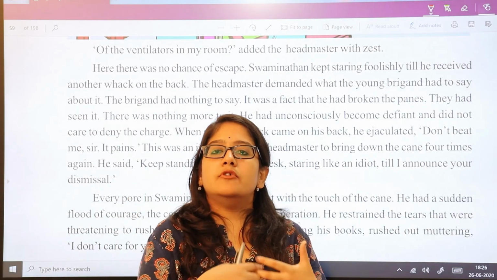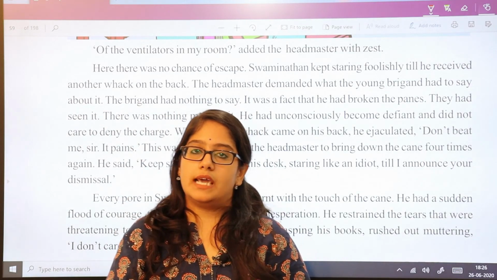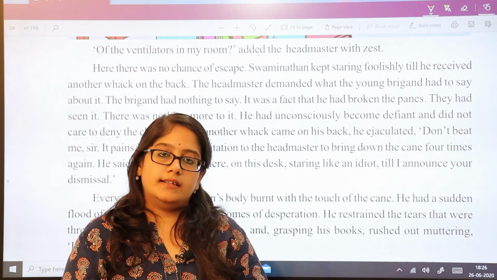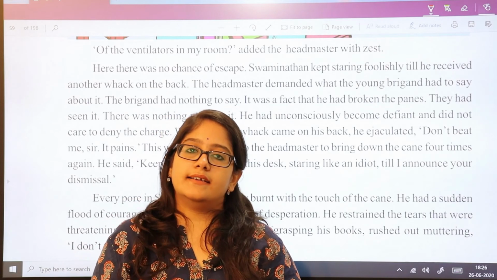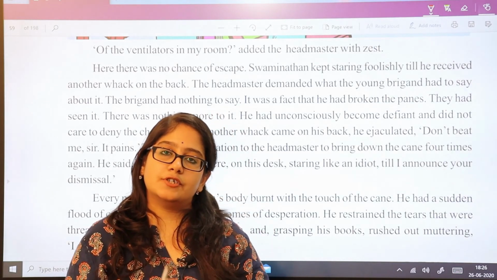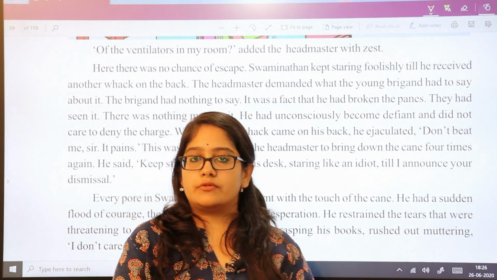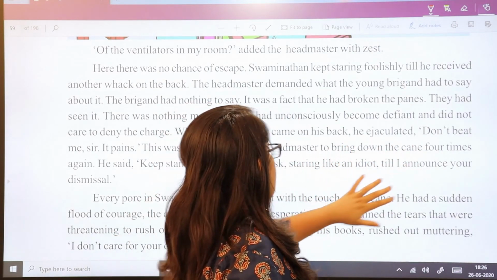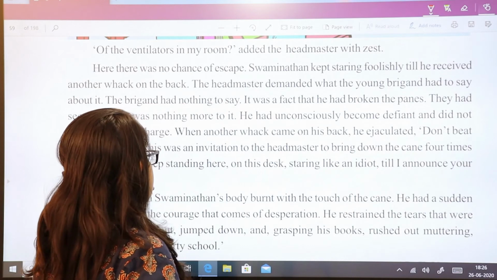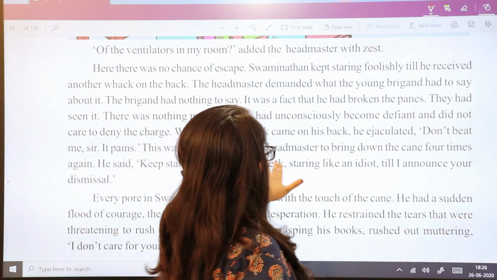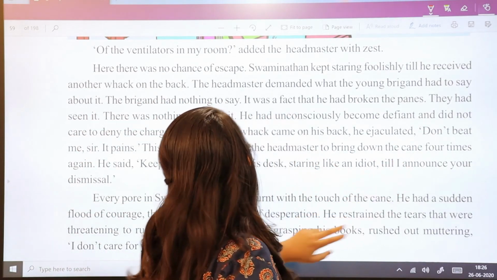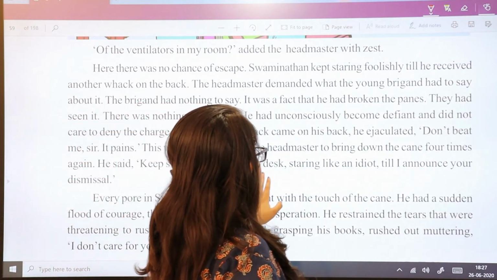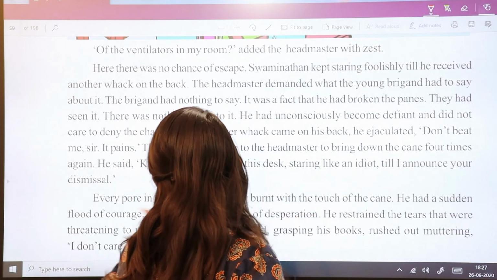As Swami was unable to put his thoughts into meaningful behavior, as he was unable to speak up for himself, the headmaster decided, he believed that he actually broke the windows. When another whack came on his back, he ejaculated, "Don't beat me, sir, it pains." This was an invitation to the headmaster to bring down the cane 4 times again. He said, "Keep standing here on the desk, staring like an idiot till I announce your dismissal."